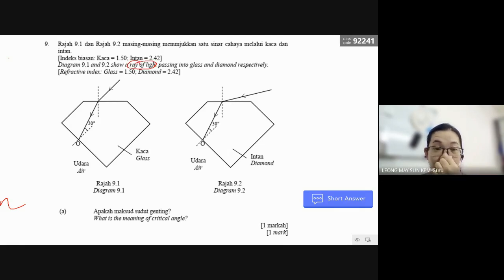A ray of light for you guys is definitely the light chapter already. In Form 5, the word light could also be quantum physics. So a ray of light passing into glass and diamond respectively. There is only one topic that talks about diamond, and the specific subtopic is total internal reflection. No other chapters will talk about diamond. And they give the refractive index, so it's even more obvious that it's total internal reflection.